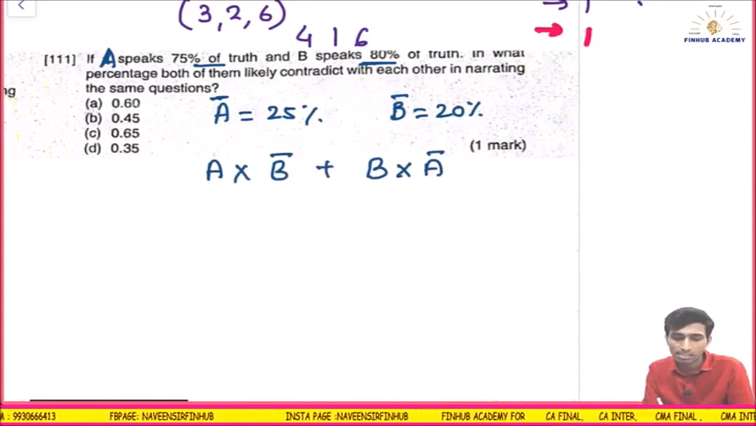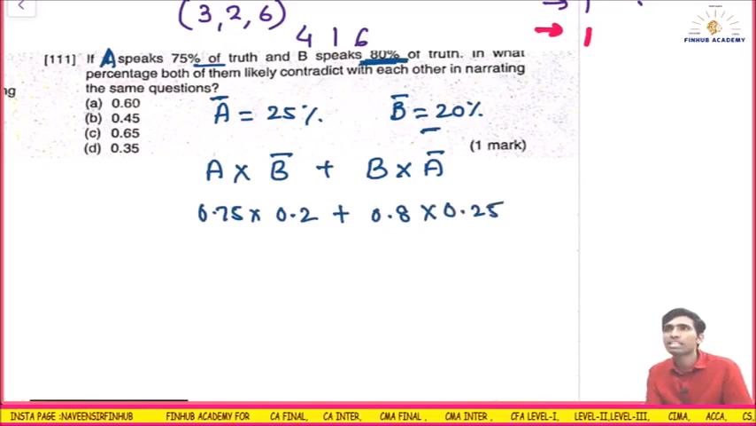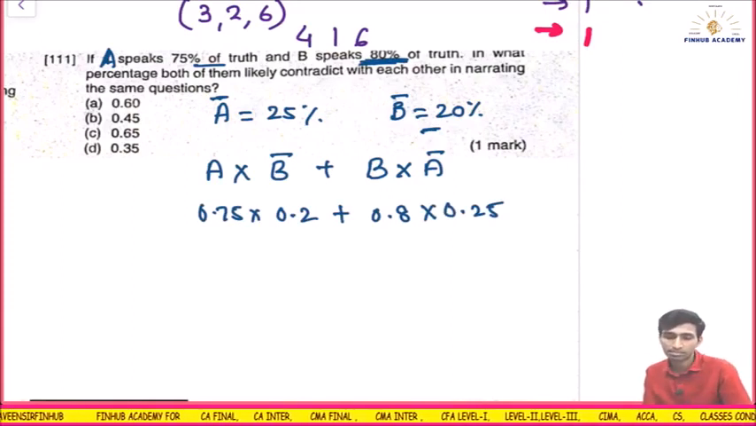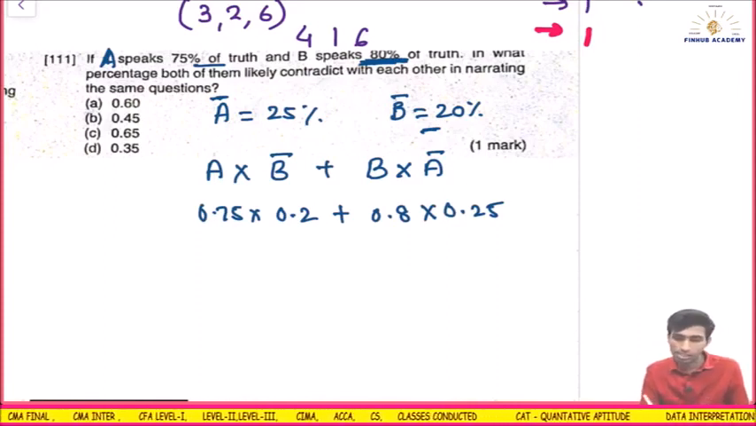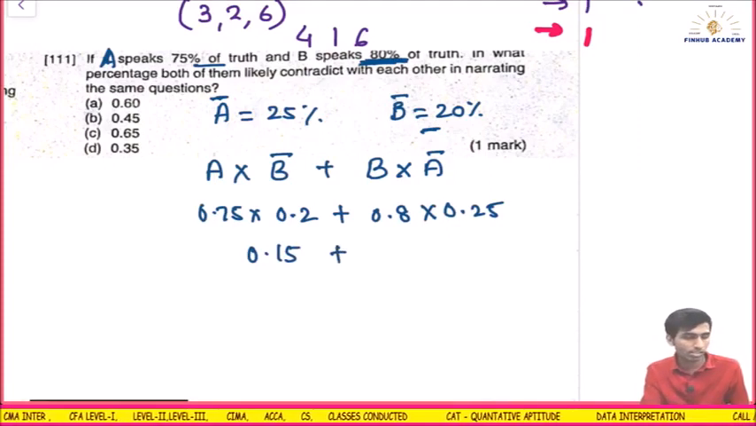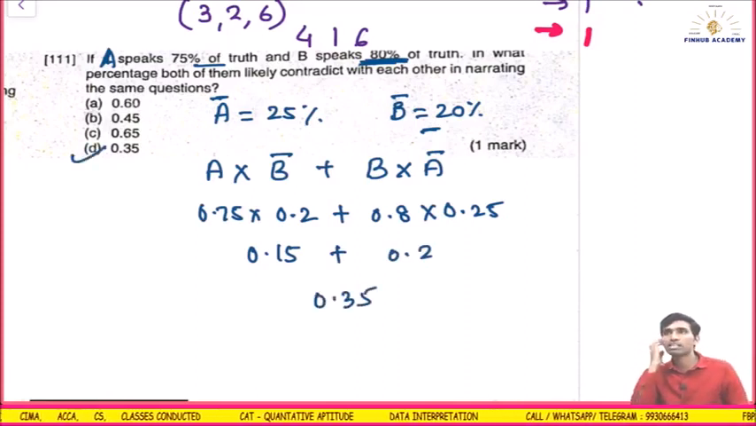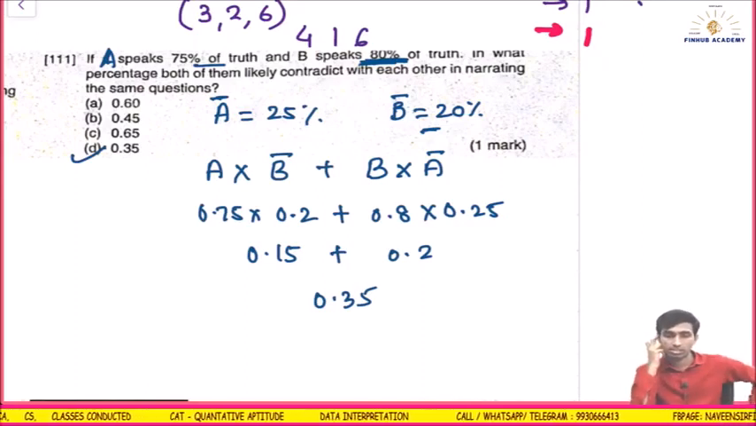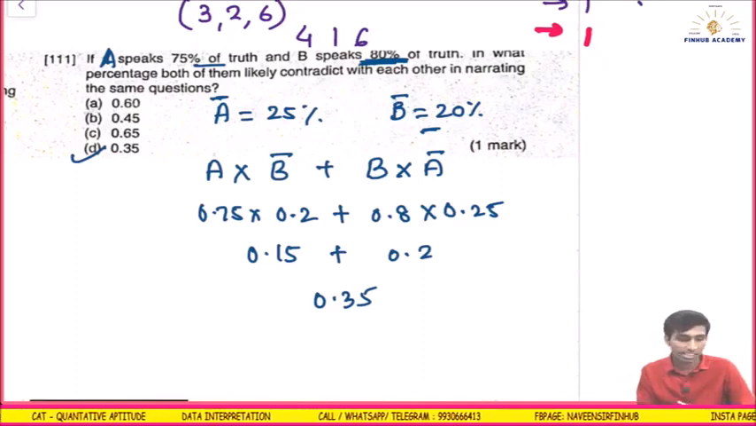Easy. So A is how much? 0.75 into 0.20 plus this one. B is 0.8 here. Understood? Multiplied by 0.25. So check the answer. How much is it? So here I am getting 0.75 into 0.2 is equal to 0.15, plus 0.8 into 0.25 is equal to 0.2. So answer is 0.35. D is the answer. Understood? D is the answer. Okay. Fine. This is a sure answer. Now let me check whether the answer is correct.